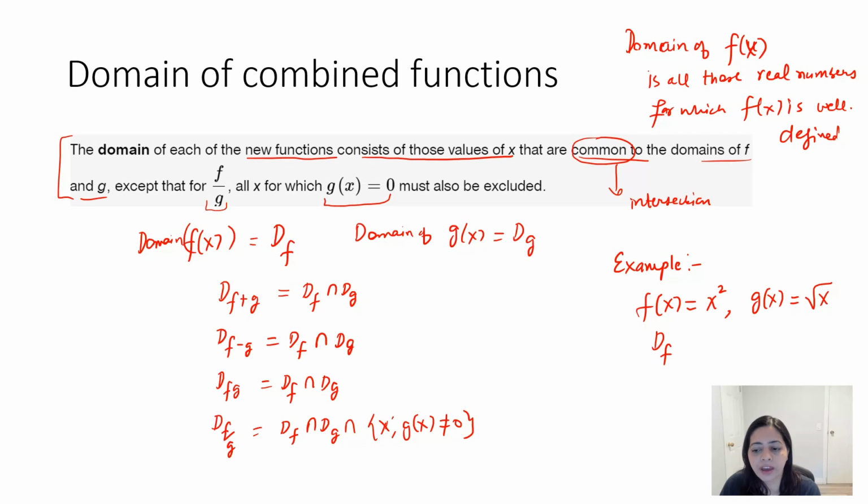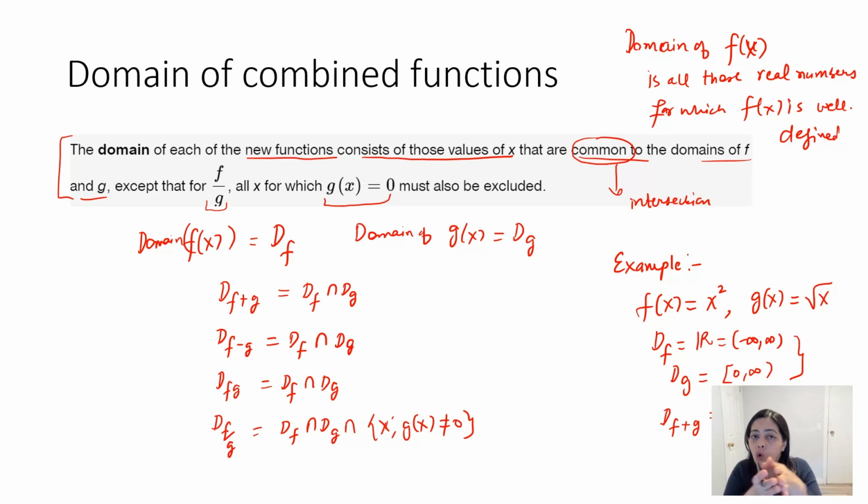Now the domain of f is all reals. It's the whole real line. In terms of interval, it's negative infinity to infinity. And the domain of g, if you remember, we have done this function, it's a square root function. So x cannot be negative. So the domain of g is actually 0 to infinity. Only non-negative values are allowed. So what would be the domain of f plus g? The domain of f plus g is the intersection. So what's the common part?